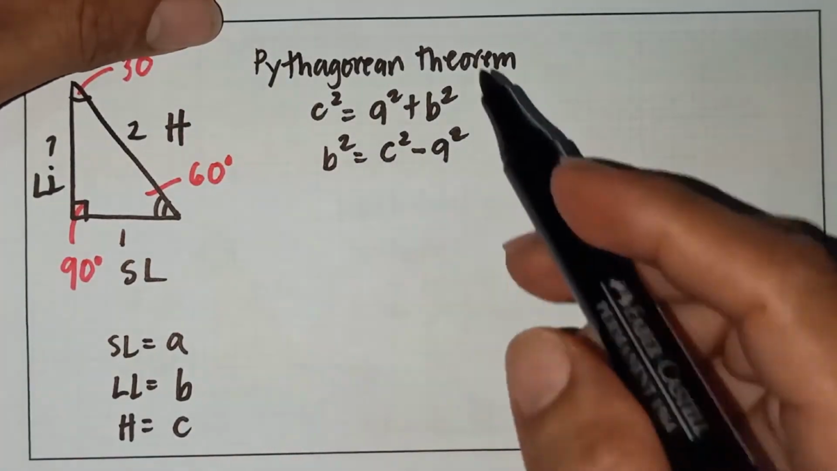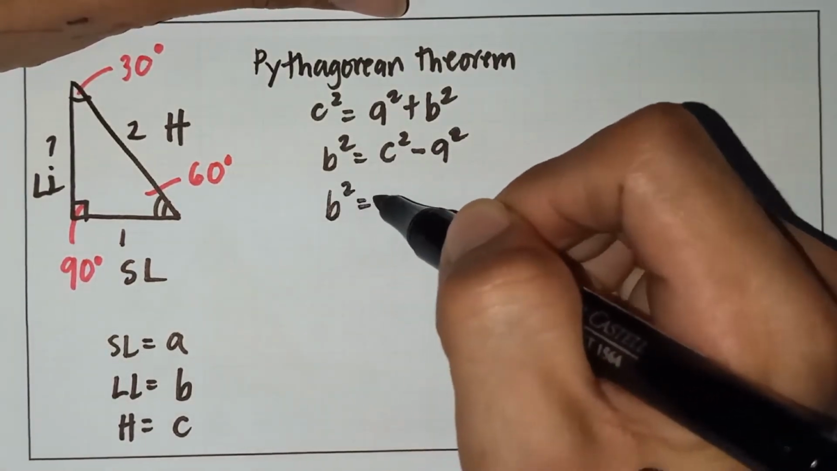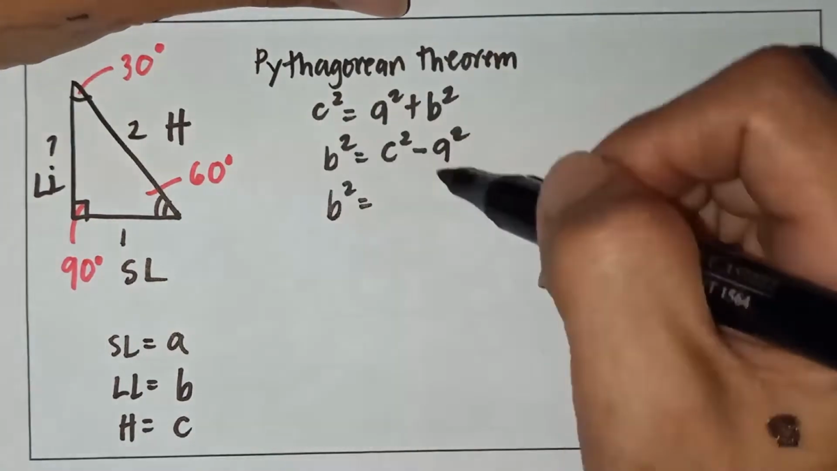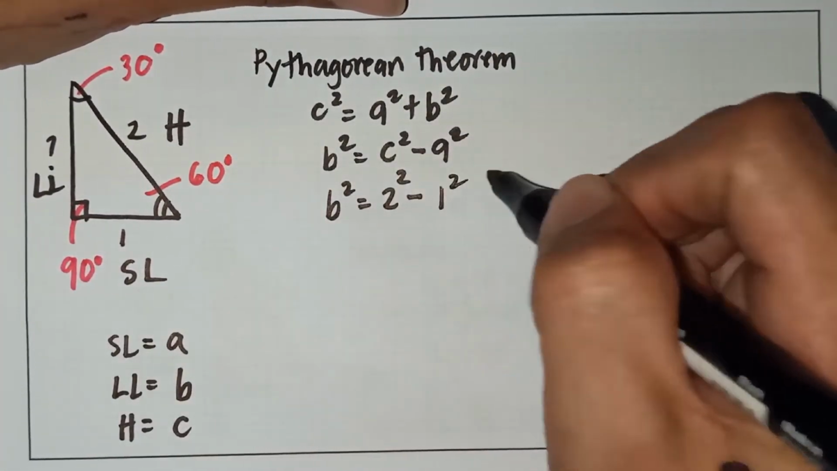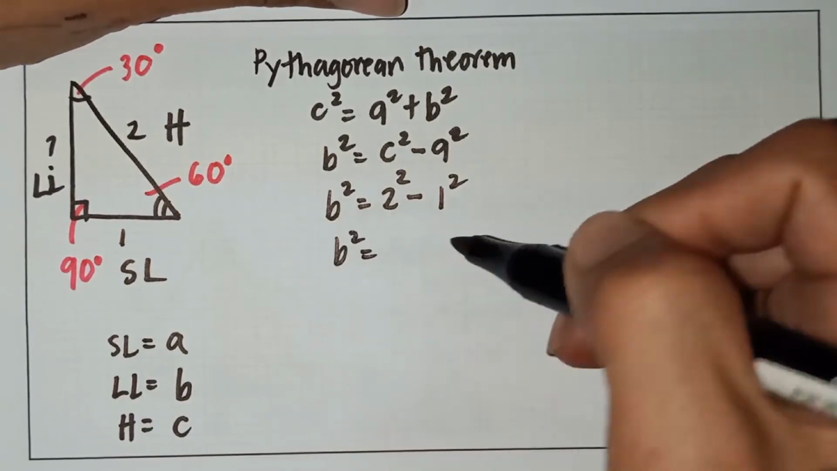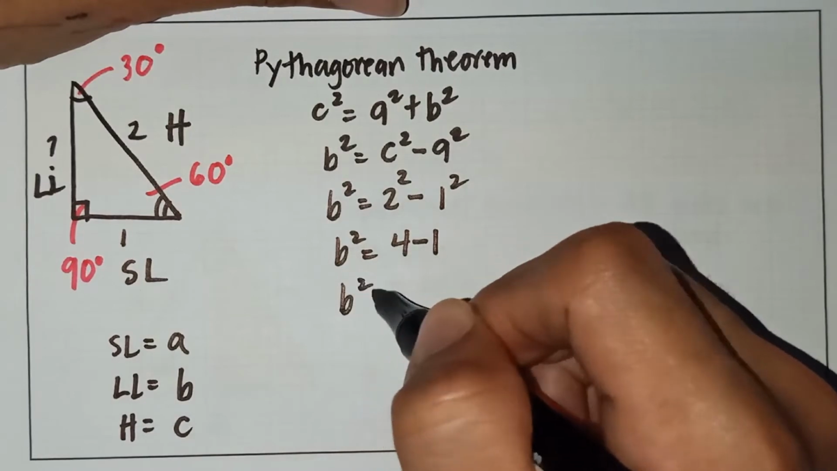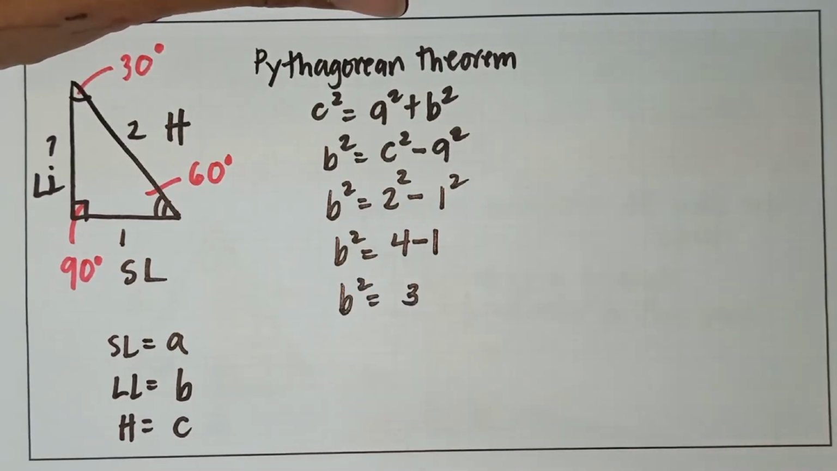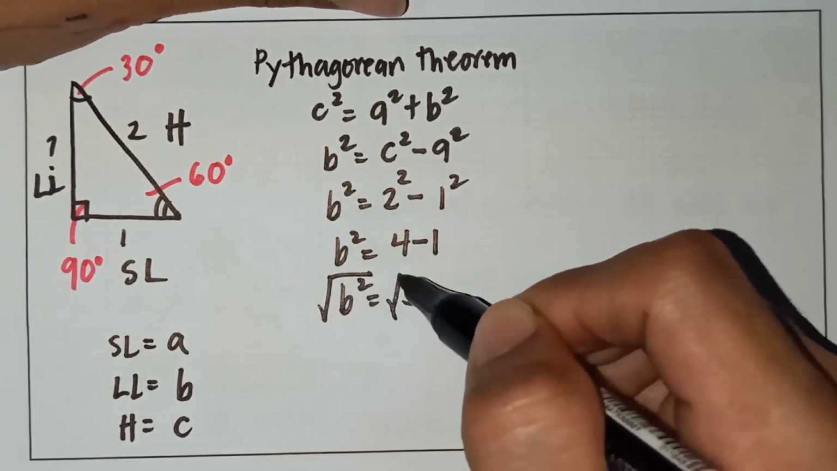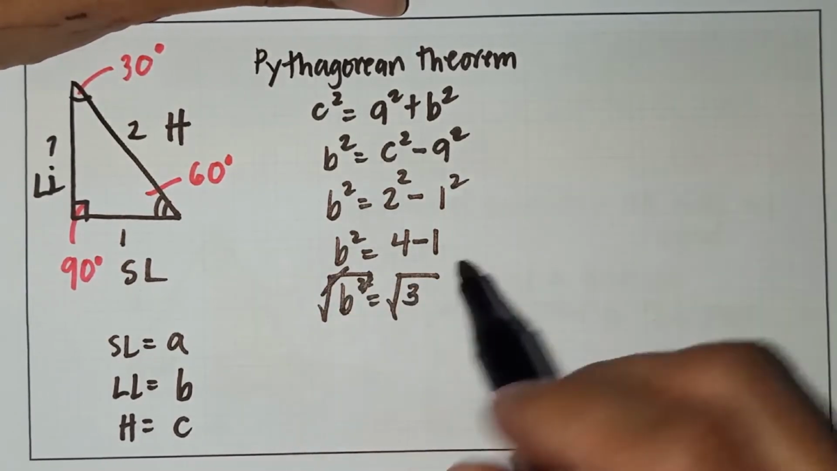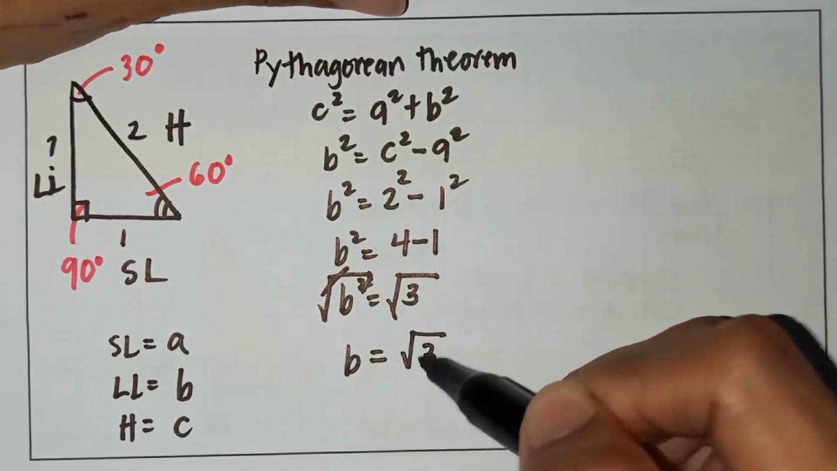The B here is missing, and C here is 2 squared, minus A, the shorter leg, 1 squared. So B squared is equal to 4 minus 1. So B squared is equal to 3. So at the end, taking the square root of both sides, B is equal to square root of 3.